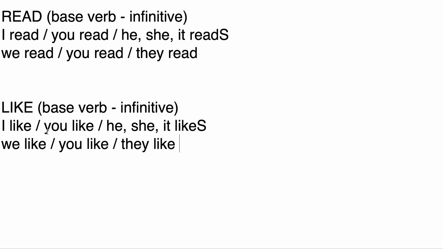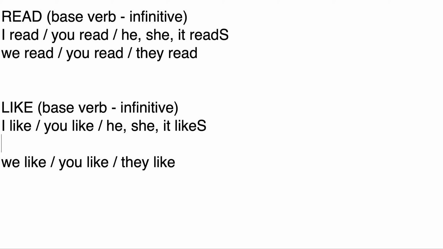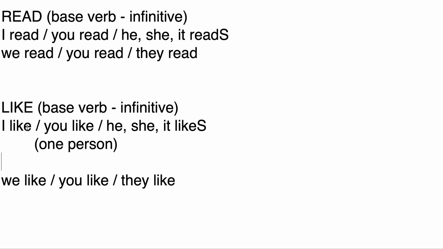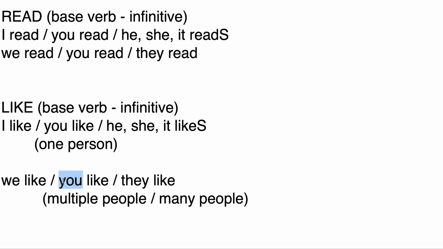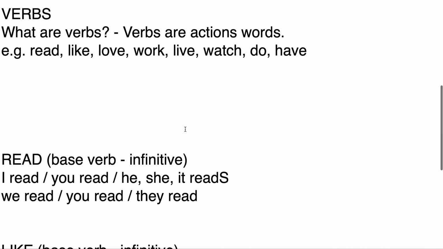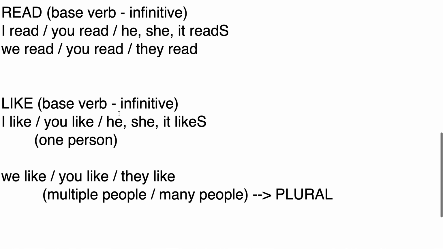Now, in case you're wondering, this you talks about one person. So, I like, you like, meaning one person, that's you like. But this you talks about multiple people, or in other words, many people. So this you is plural. Multiple people, many people. Let me write this down. This is called plural.